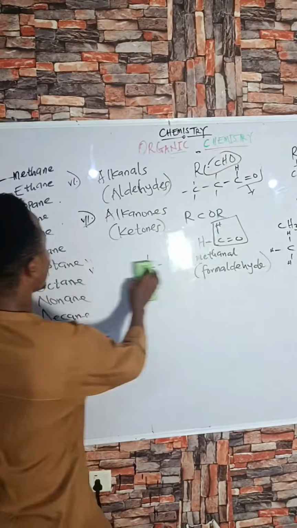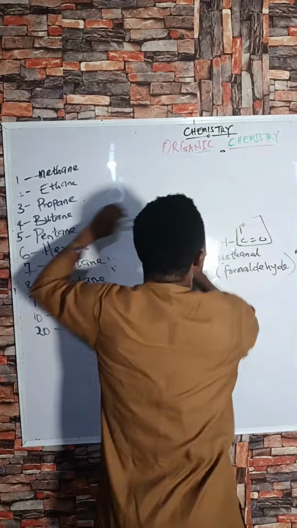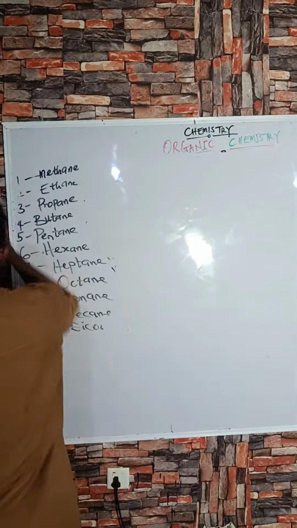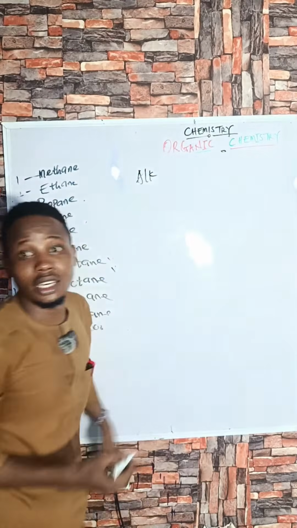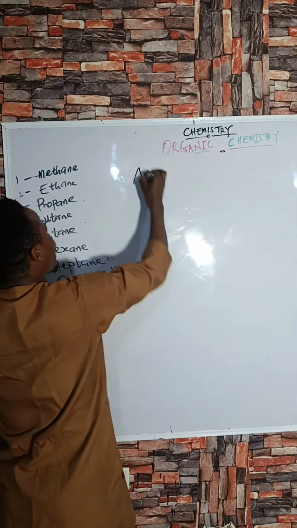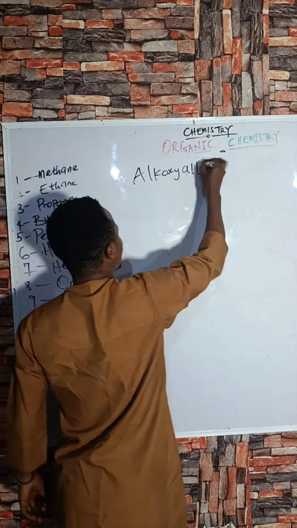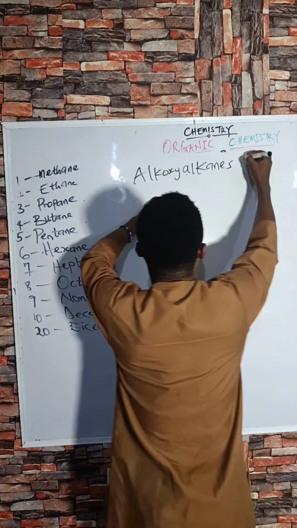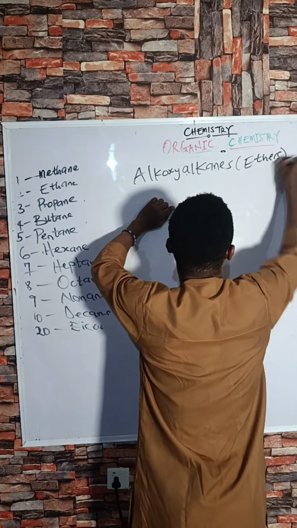All right, let's go on with our functional groups. We've taken alkanones. The next thing I want us to take is alkoxy-alkanes. Alkoxy-alkanes are otherwise called ethers.